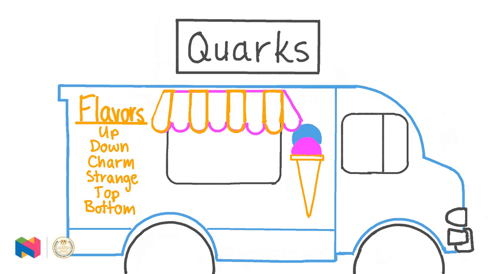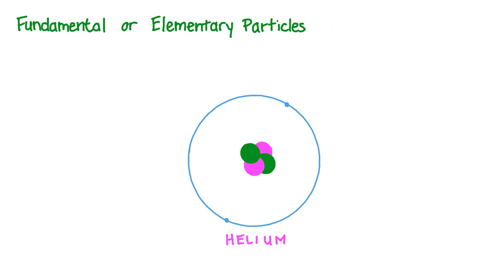In this video, we'll learn about quarks, a type of fundamental particle. We'll learn about the properties of quarks and how they can combine to create larger particles like the proton and neutron. This is an atom of helium.